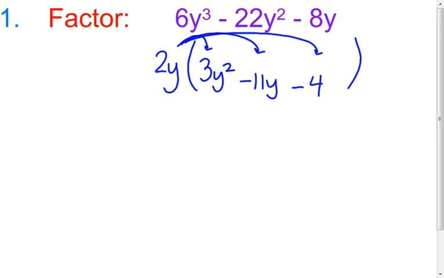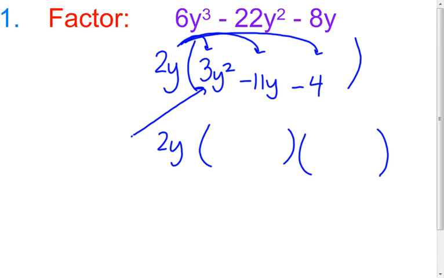Now I've got a trinomial in the middle, 3y squared minus 11y minus 4, that can be factored by undoing the FOIL. So what I'm going to do now is list. Notice I brought my 2y down. Don't forget about whatever it is you pulled out in front. You need to keep bringing it down. So I wrote it underneath.